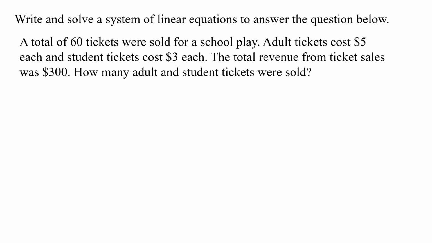Okay, in this problem, a total of 60 tickets were sold for a school play. Adult tickets cost $5 each, and student tickets cost $3 each. The total revenue from ticket sales was $300. How many adult and student tickets were sold? So again, our variables are going to be what we want to come up with. So x is the number of adult tickets sold. Kind of want to use the same wording as the problem description. And then y is going to be the number of student tickets sold.